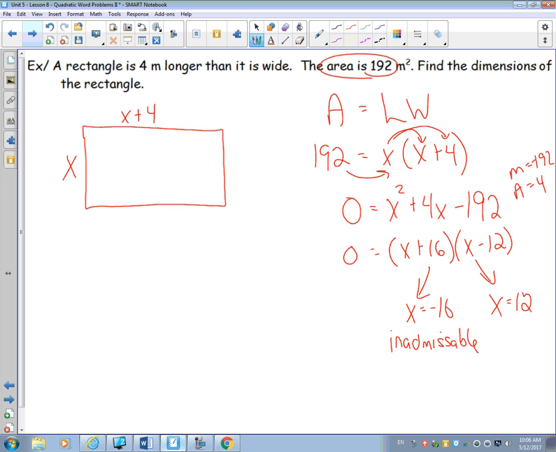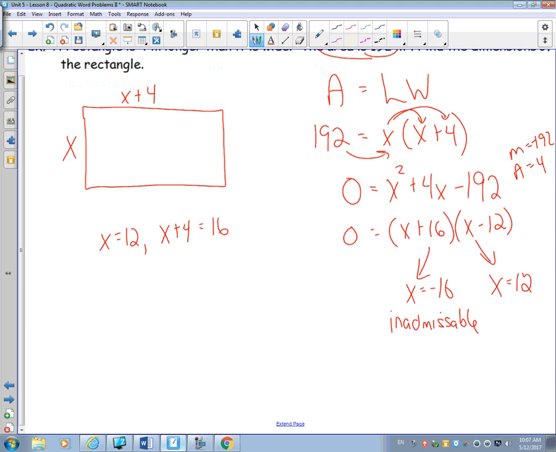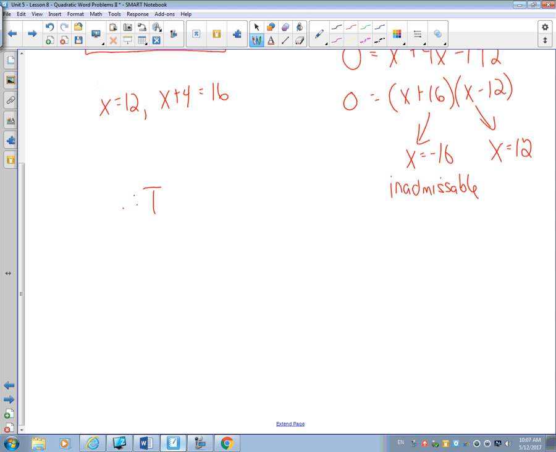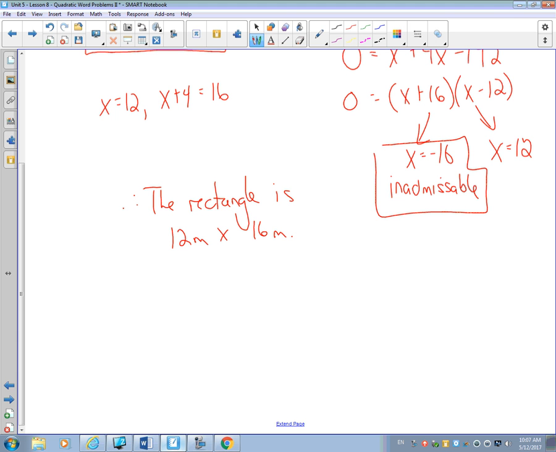That's not possible. Okay, so x has to be 12. And if x is 12, then x plus 4 has to be 16. Okay, so the dimensions of the rectangle is 12 meters by 16 meters. And again, when you deal with shape questions, get used to seeing things that are inadmissible. That's going to happen with shape ones.